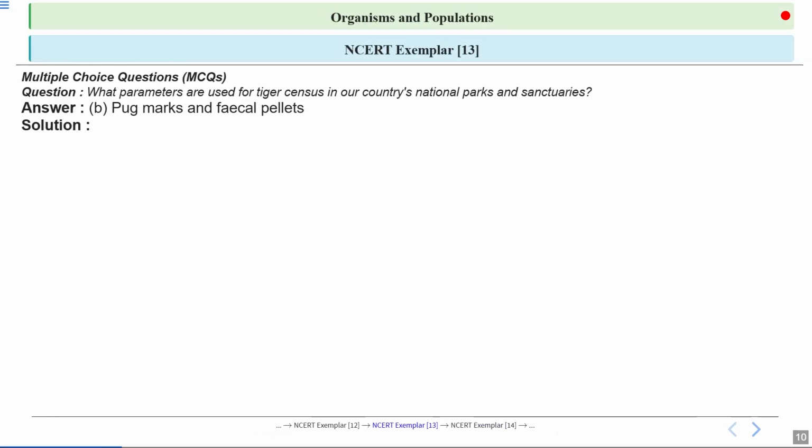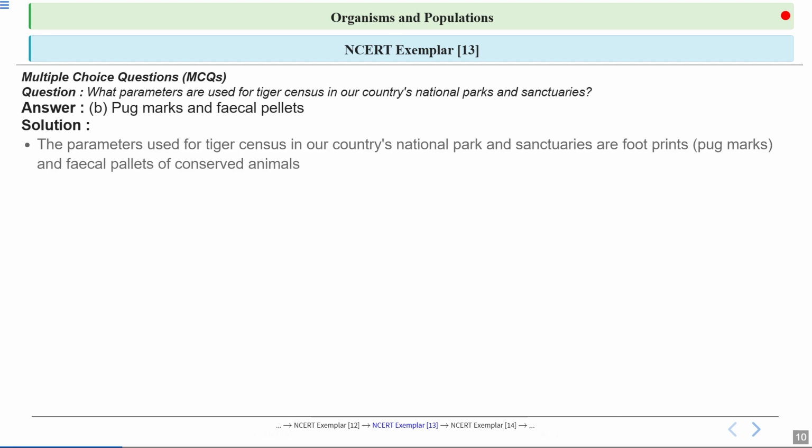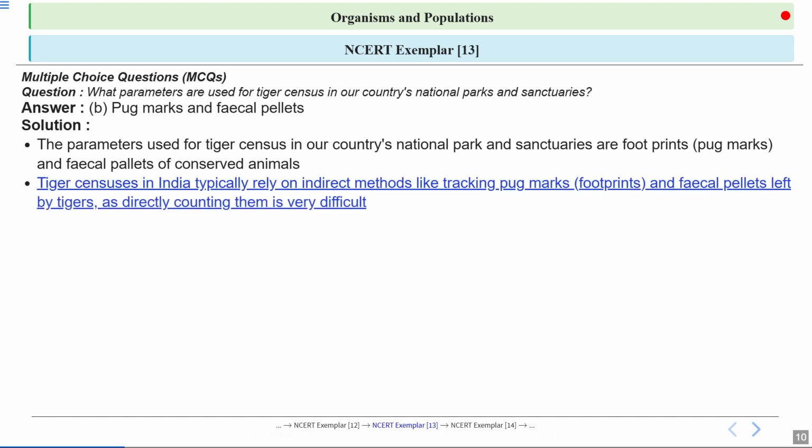Let's have a look at the answer. Option B, pug marks and fecal pellets, is the correct answer. Let's have a look at the explanation. A scientist looks for signs like pug marks, which are the footprints tigers leave behind, and fecal pellets, which are their droppings. So the parameters used for tiger census in a country's national parks and sanctuaries are footprints, which are the pug marks, and the fecal pellets of these conserved animals.